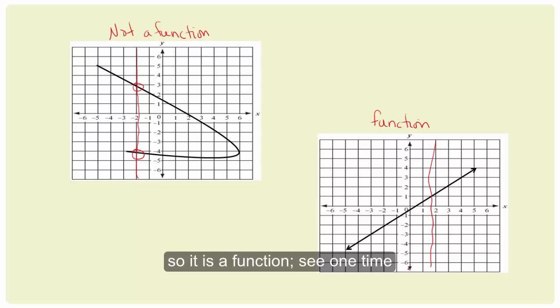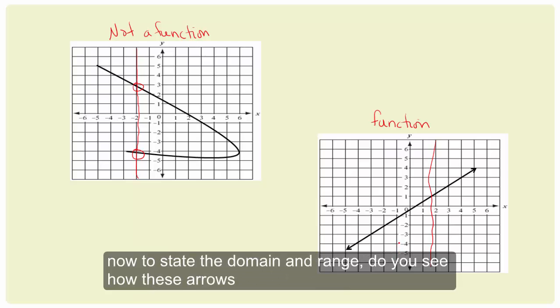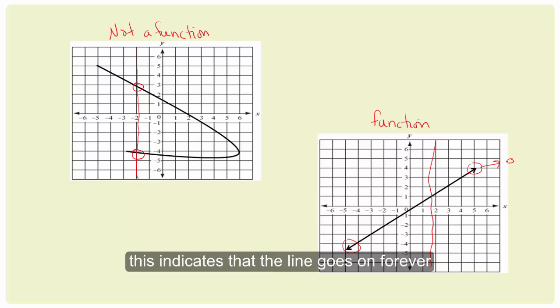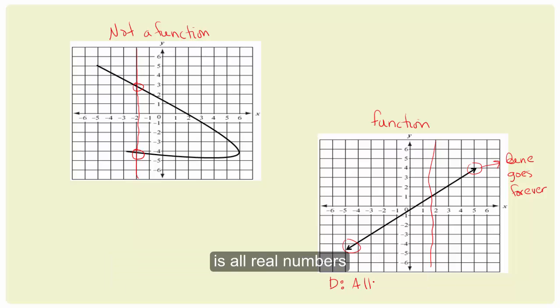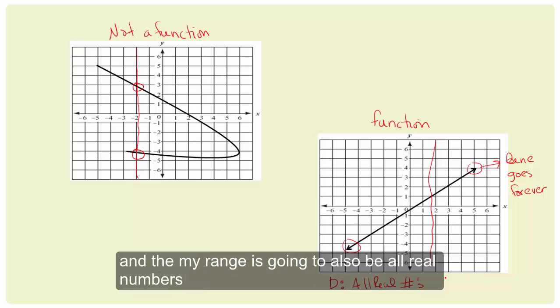See, 1 time. Now to state the domain and range, do you see how these arrows indicate that the line goes on forever? Okay, so it will eventually hit every x and every y. So my domain is all real numbers, and my range is going to also be all real numbers.